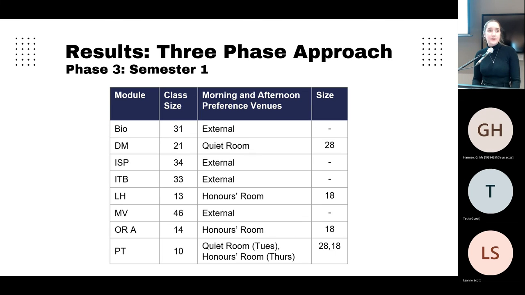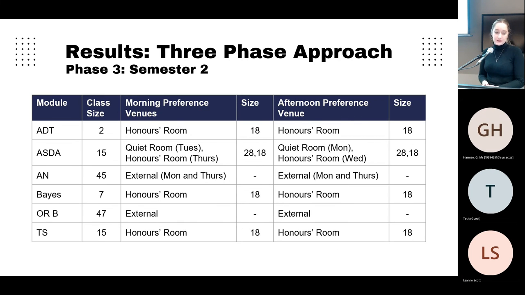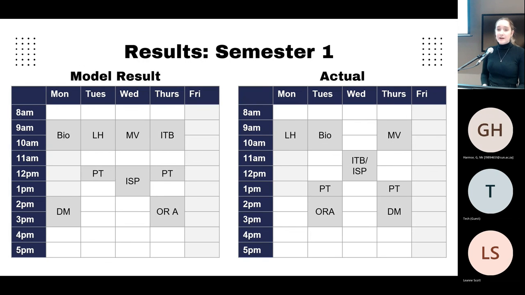And then the third phase of the approach, we allocated the venues to the classes. For semester one, the majority of the classes were asked to book an external venue, but that was just because the sizes of the classes were too big to be accommodated. The only ones that use internal venues were decision modeling, likelihood, and ORA. And then for semester two, most of the classes were allocated internal venues, with ORA and analytics being asked to book external venues. So looking at this, only the classes that were too big to fit in the internal venues for both semesters had to book externally. And now we're just going to quickly compare the results to the current timetable.